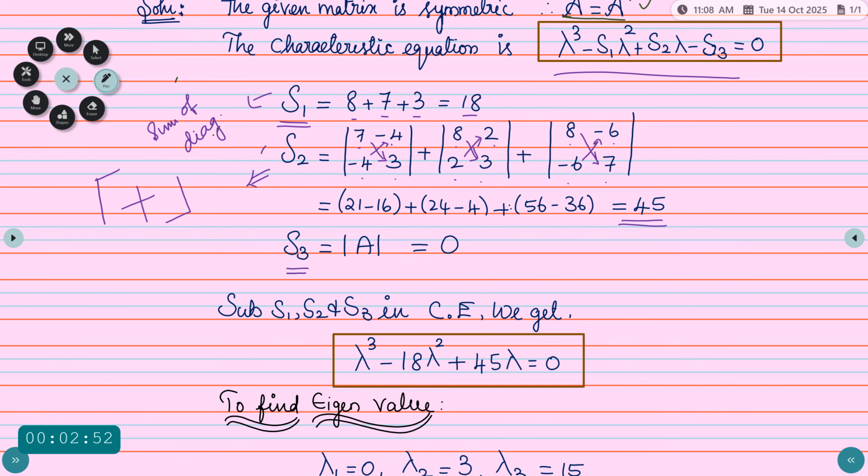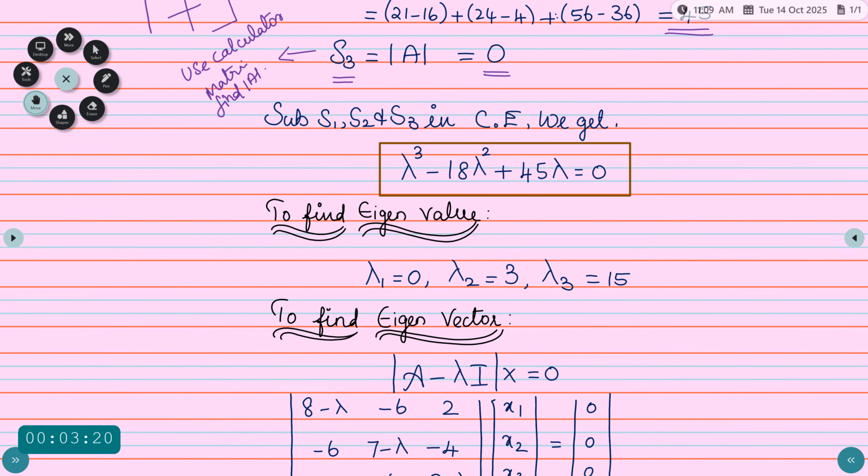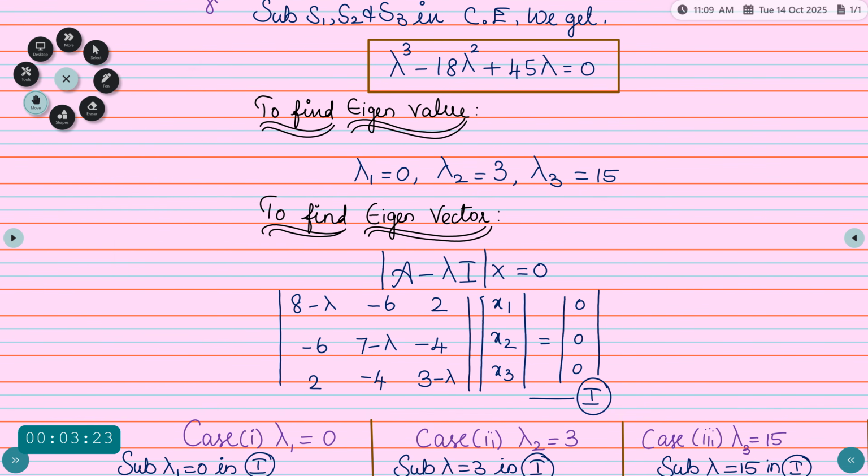Next, S3. How do you find S3? Easily you can find it using your calculator. Go to the matrix mode, substitute all the values and find the determinant of A. You can easily get the answer 0. No need to find it manually. Next, substitute all the values S1, S2, S3 in the characteristic equation. This is the characteristic equation: lambda cube minus 18 lambda square plus 45 lambda equal to 0.